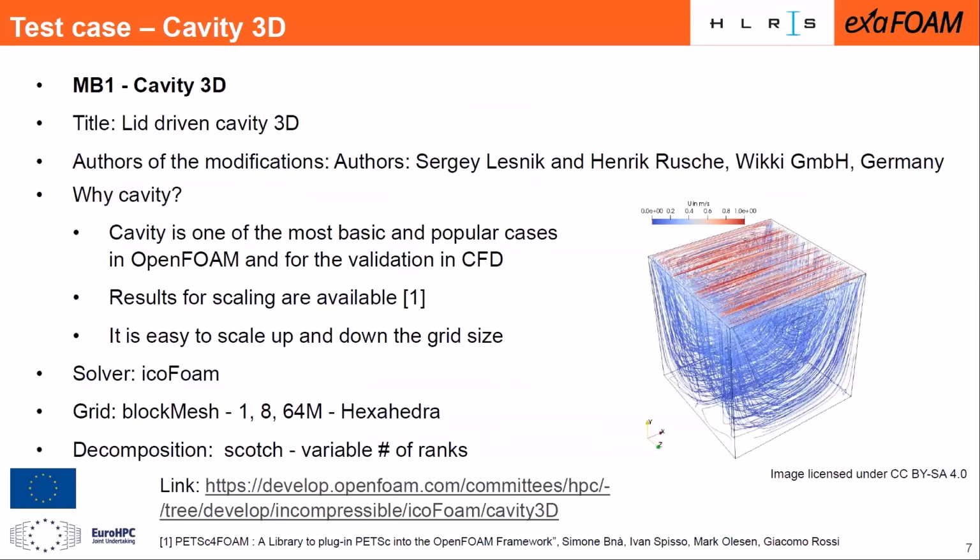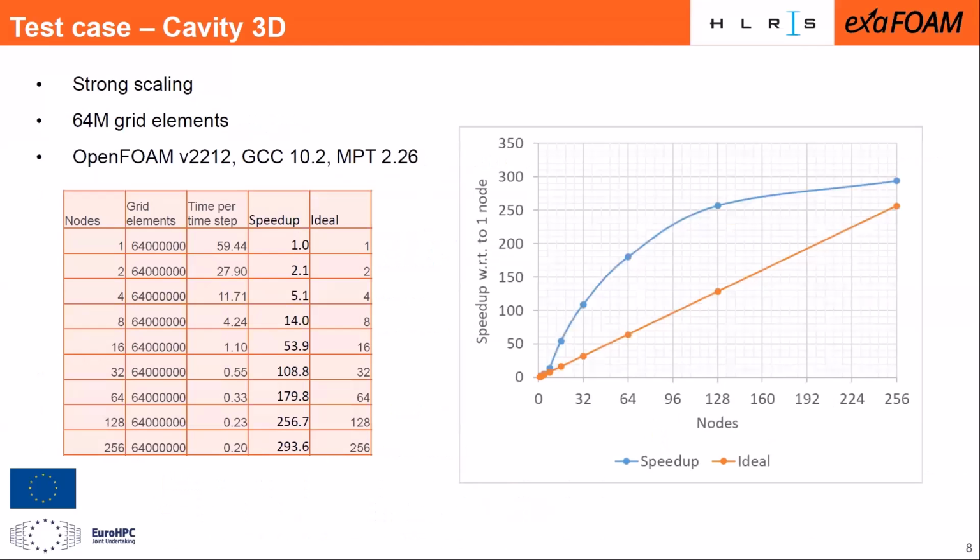Then why did I use the lid-driven cavity test case for that? Again, these modifications are from Sergey and Eric. It's one of the most basic and popular cases in OpenFOAM for validation, also in the CFD community. We already have scaling results available, but this time I have used it because it's very easy to scale the grid up and down. And I will test a lot of different grid sizes to show why we have this superlinear speedup.